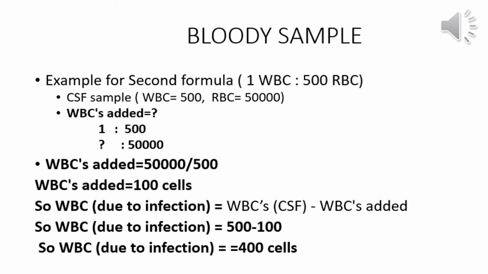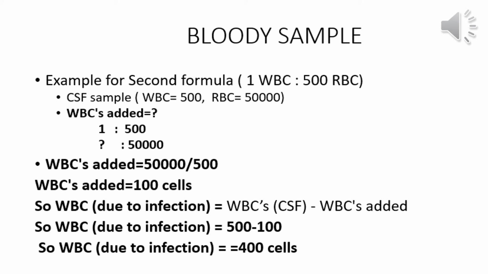Now if you have 50,000 of RBC, how many cells of white BC come and enter the CSF from the peripheral blood? We need to know this number, and we call it white BC added. We do cross multiplication. So white BC added equals 50,000 of RBC divided by 500 cells. So the number of white BC added is 100.